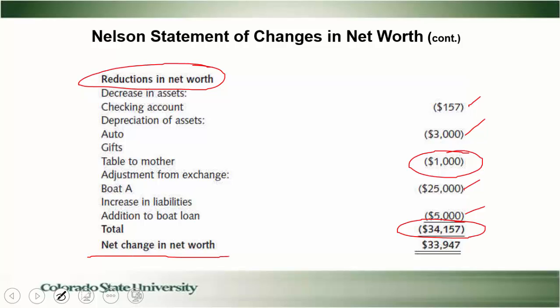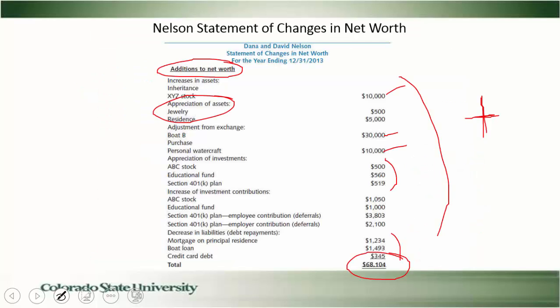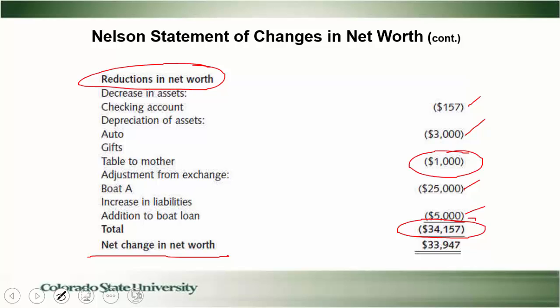But the net change, if we look at this, we've got a $68,104 benefit here in transactions, and we have this reduction, but the net change, and this right here, the $33,947, is what we saw up above when we took a look at the statement of financial position between 2012 and 2013. If you go back and review those two slides, you'll see that their increase in net worth is explained completely right here in the $33,947.